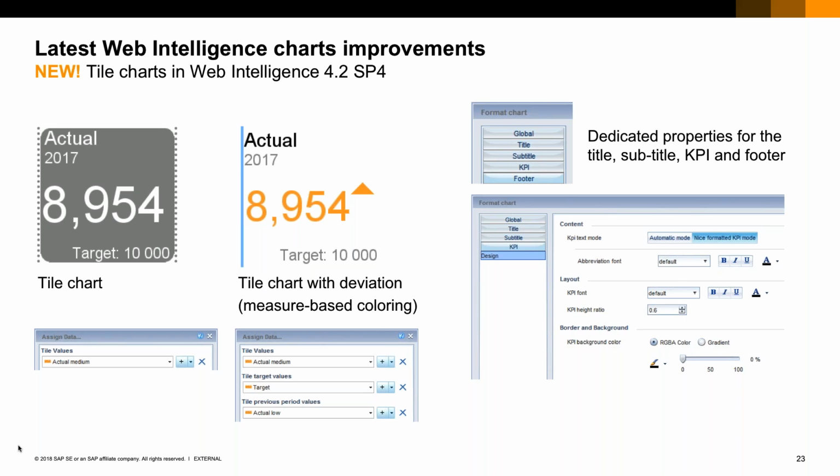For both tile charts, again, there are many settings available, so you can really make them look whatever you want. There's a possibility to have a header and a footer. Here I've used the title and the current year in the header, then the target in the footer, but you can use whatever you want. The tile chart with the deviation is a measure-based coloring chart, so it will change color according to the thresholds you have defined.